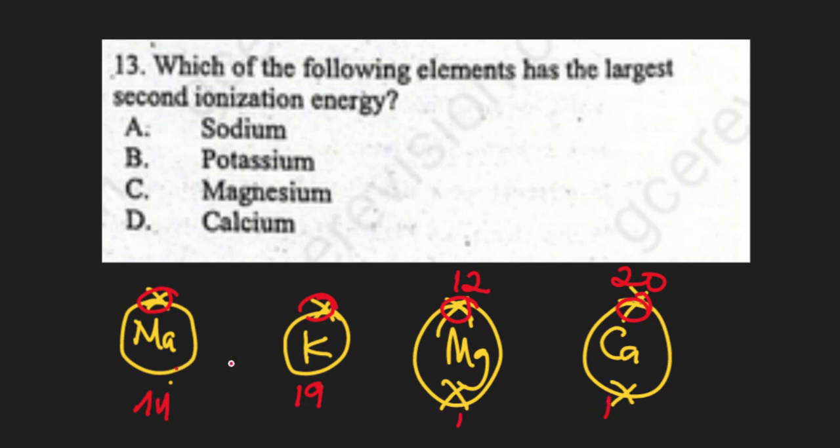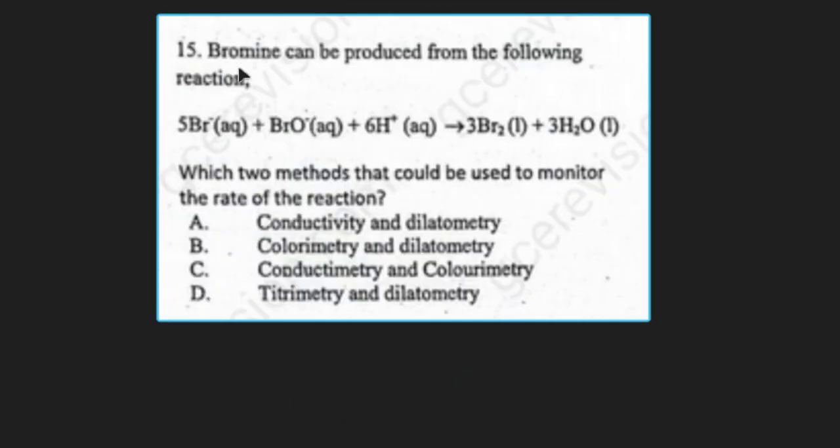Now we are comparing between potassium and sodium. Which of them will require a higher second IE? Automatically, it has to be sodium, because sodium has a smaller atomic size compared to potassium, since potassium has a higher atomic number. Therefore, the second IE for sodium is greater than that for potassium, making A our correct answer. Question 15. Bromine can be produced from the following reaction.